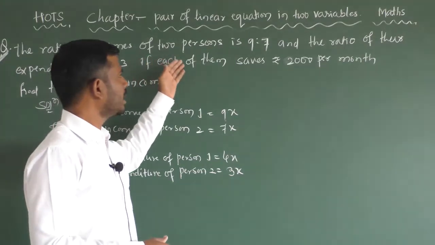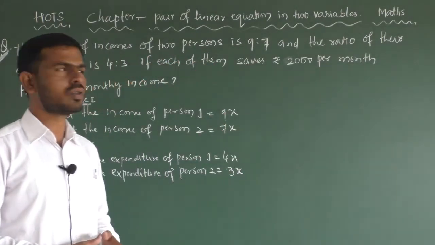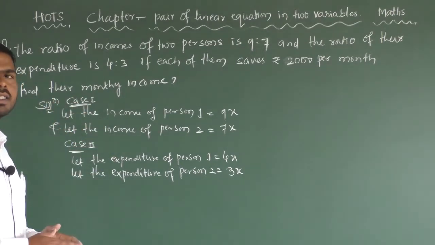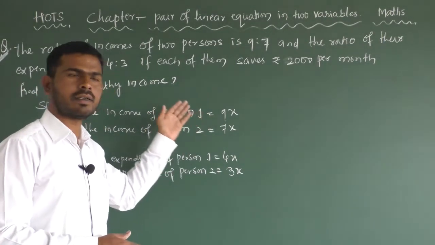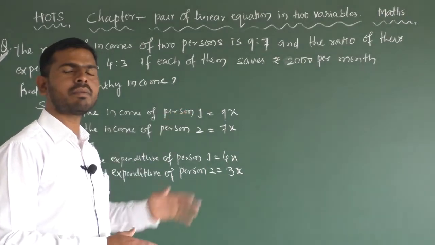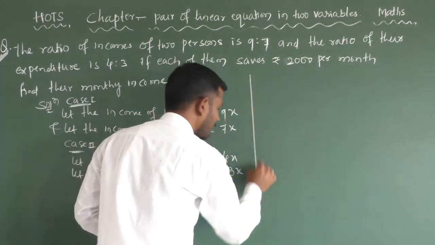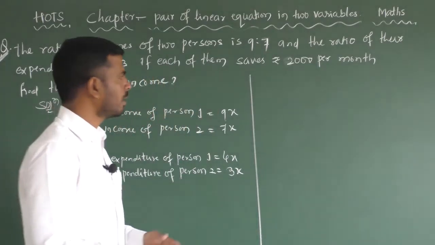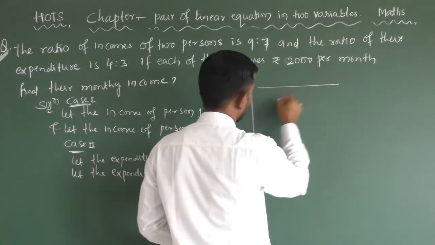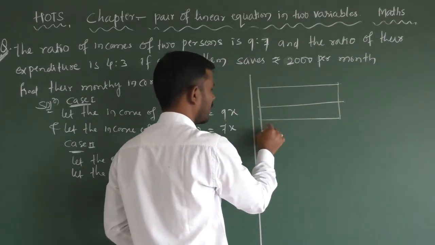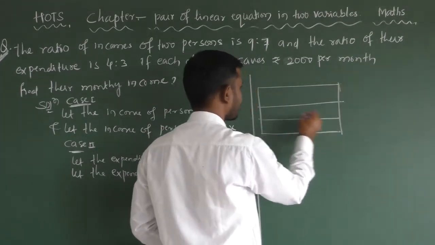And if each of them saves 2000 rupees per month, how do we find their monthly income? You have to find out the monthly income of person 1 and person 2. This type of problem you can solve by the column and rows method, or you can use the usual method also.